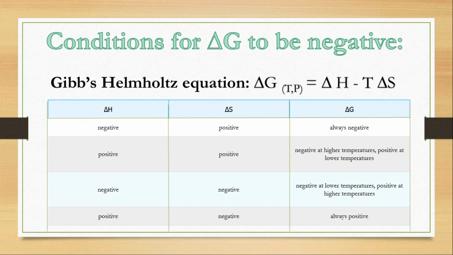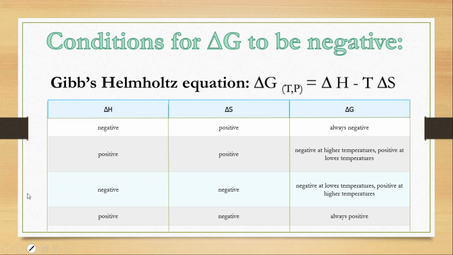So according to Gibbs-Helmholtz equation, we can check here, delta G at constant temperature and pressure is equals to delta H minus T delta S. So we have studied that delta G should be negative for a spontaneous reaction. Under what all conditions delta G becomes negative, we are discussing. Clear it is? Now, if delta H is negative, so we have this reaction here.